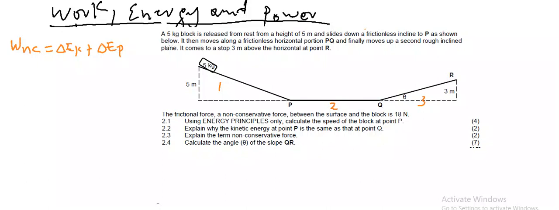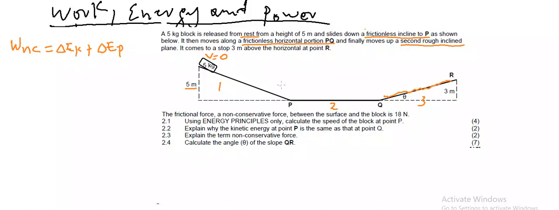Let's read the statement first. A 5 kg block is released from rest. So the 5 kg block is released from rest, which means we know that the velocity here at the start is 0, velocity from rest, from a height of 5 meters. As you can see, the height is 5 meters, and slides down a frictionless incline to P, which means here there is no friction, smooth as shown in the diagram. It then moves along a frictionless, again horizontal path. So the portion number 2 is frictionless, and finally up a second rough incline, which means here there is friction.